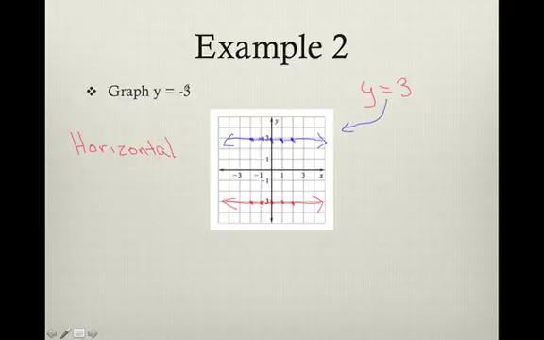Y is equal to -3 produces a horizontal line through -3 on the y-axis. So think in your mind what you think y is equal to 1 would look like. Hopefully you're thinking, oh, it's just a horizontal line through 1. If you thought that, then you are right.